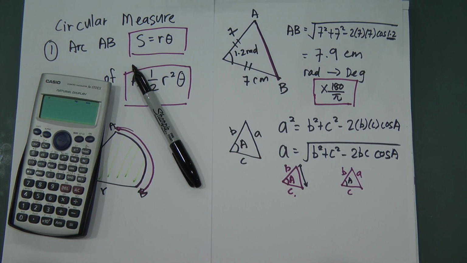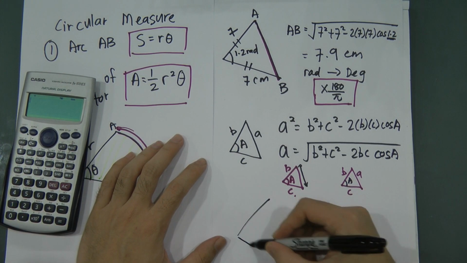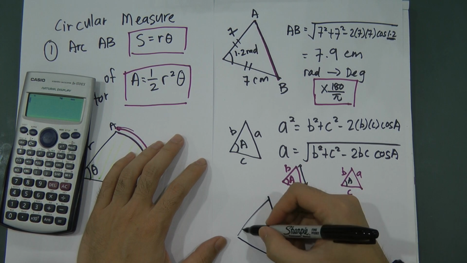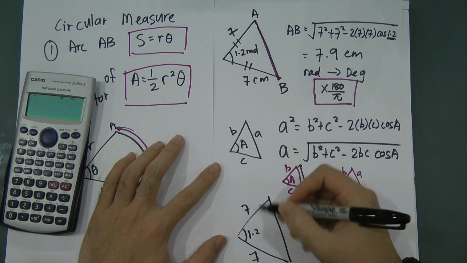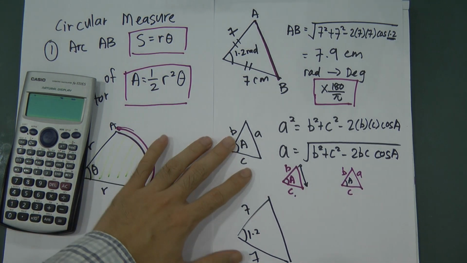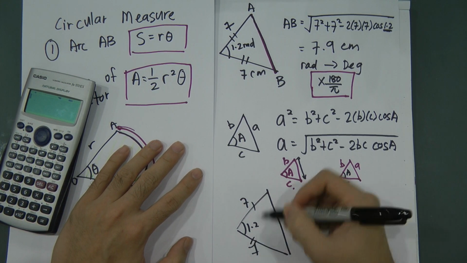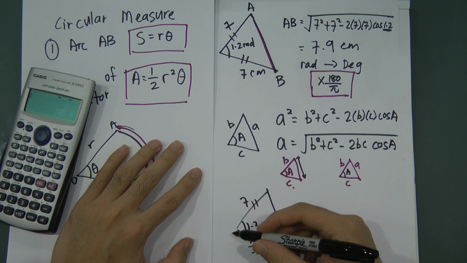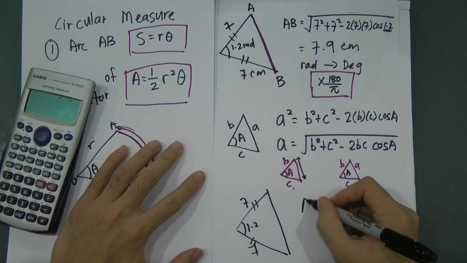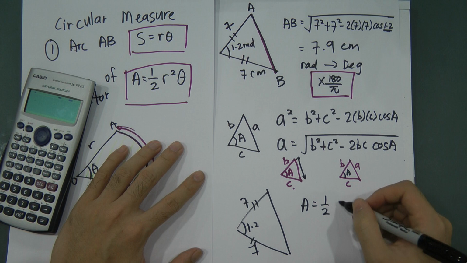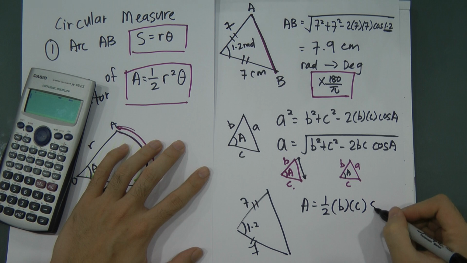Alright, and then what happens is, if we have the same triangle, I will call this one 1.2 also. This is 7, 7. Same condition. Now you want to find the area of this triangle. This is the same length, 7, 7. So the formula for the area of a triangle, another formula we learn in solution of triangle, is area equals 1 over 2 multiply B multiply C sine A.